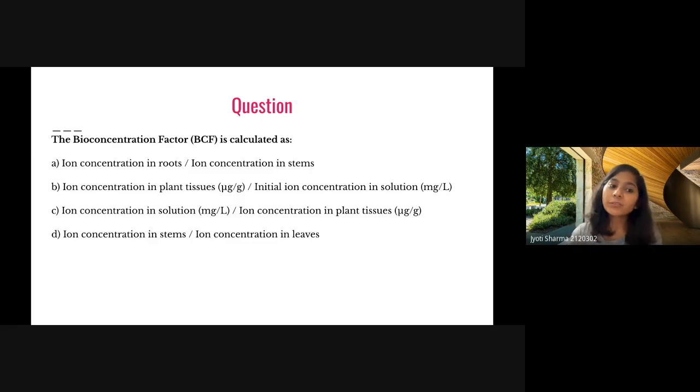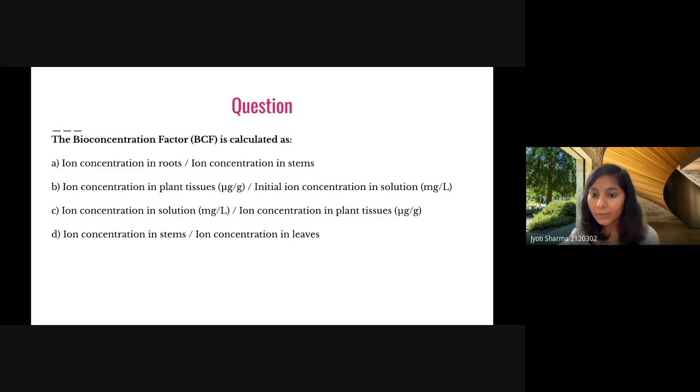Yes. So the one important terminology related to phytoremediation is bioconcentration factor. And you have to tell me what do you mean by this bioconcentration factor. So ion concentration in root divided by ion concentration in stem, ion concentration in plant tissue divided by initial ion concentration in solution, ion concentration in solution divided by ion concentration in plant tissue, ion concentration in stem divided by ion concentration in leaves.